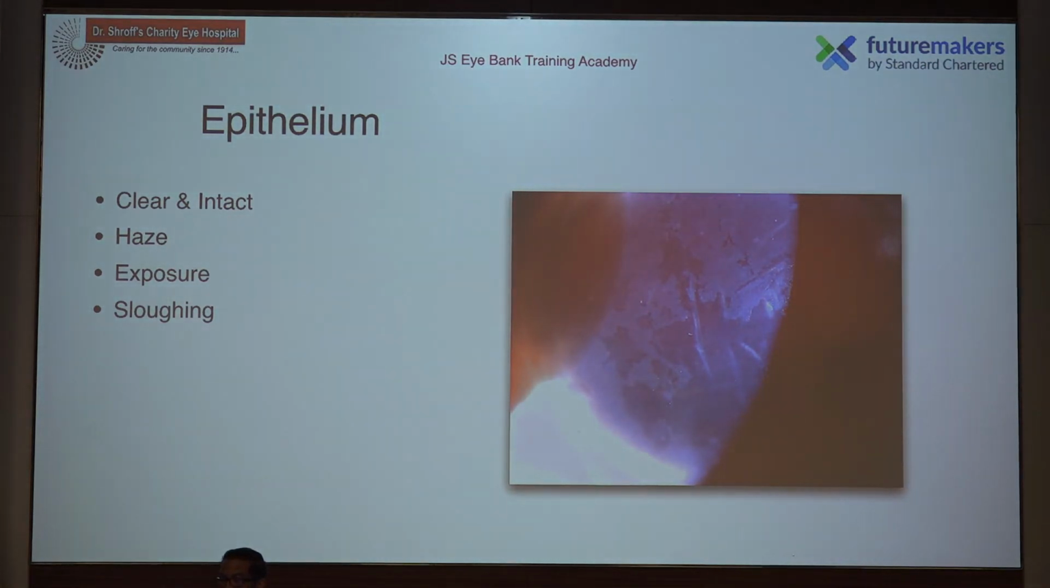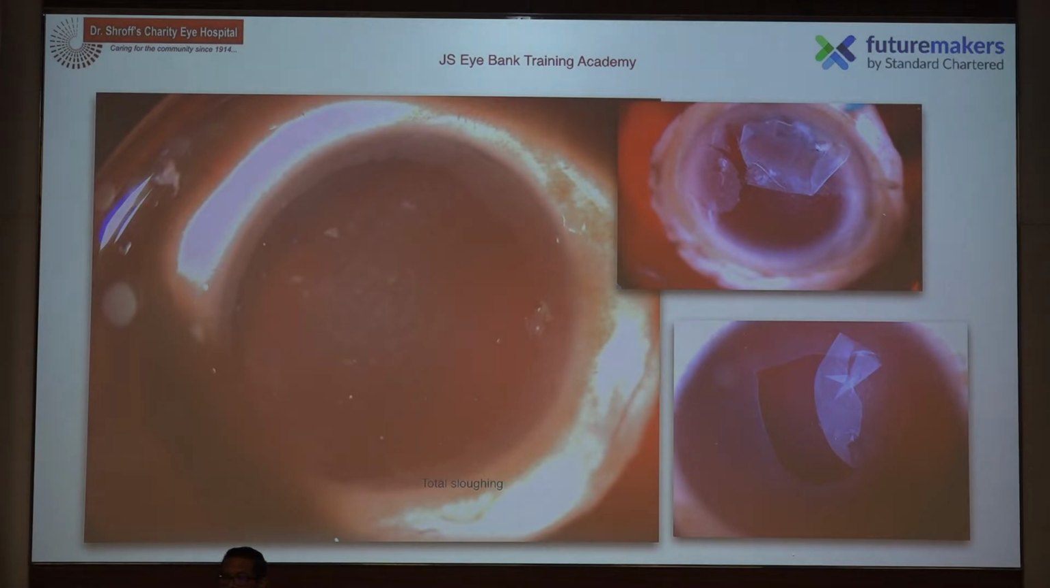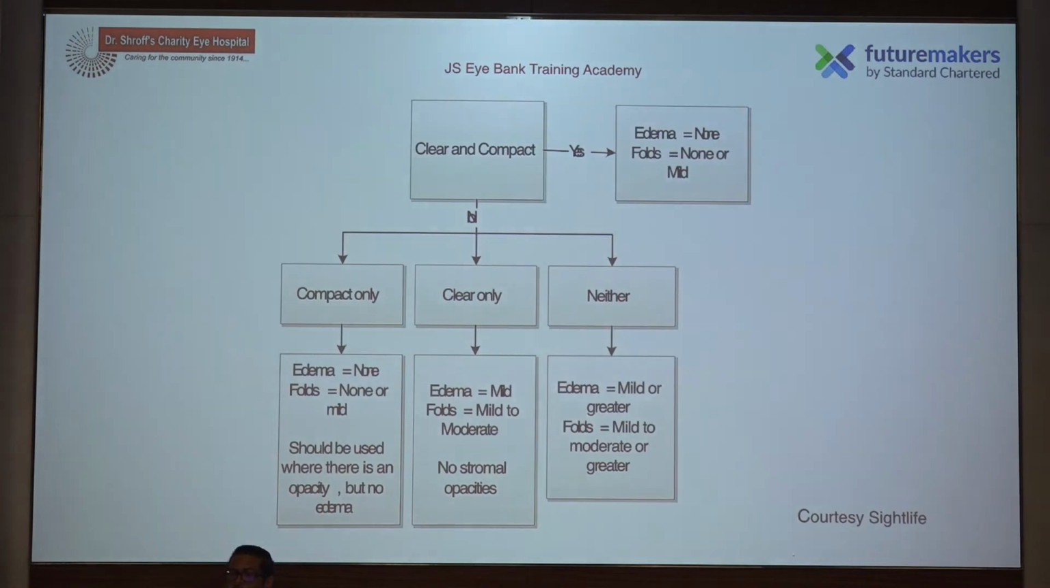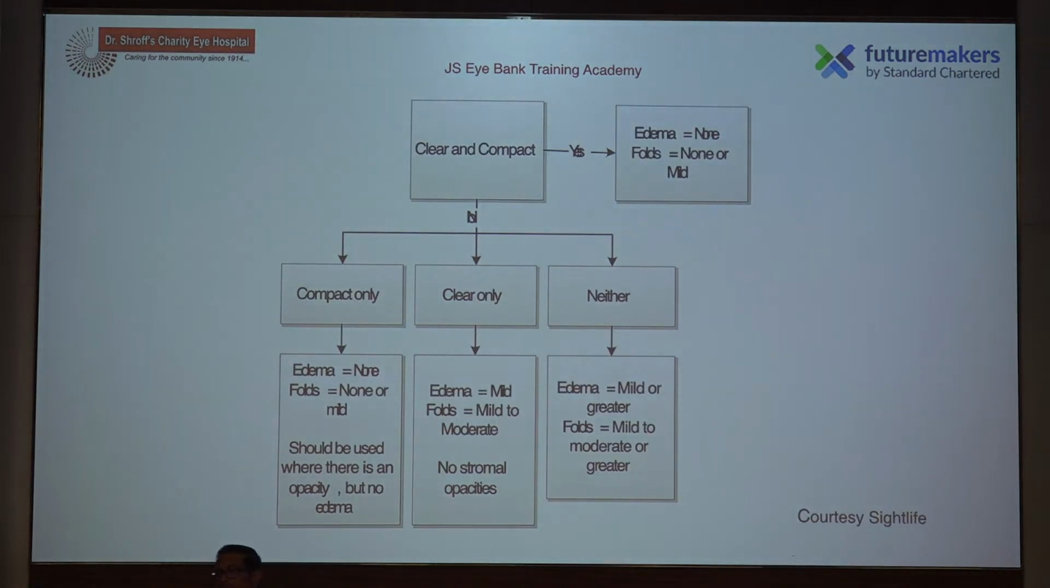If I go from layer to layer on the cornea, the epithelium can be clear and intact, or it may have haze, exposure, or sloughing. We have to differentiate when we are dealing with an epithelial defect or a sloughing. The first picture is a total slough, where the epithelium is just not there. And then these are the epithelial defects wherein the entire epithelium is sloughed off. For the stroma, you can have a clear compact stroma or an edema.